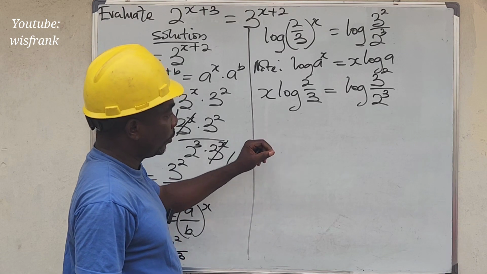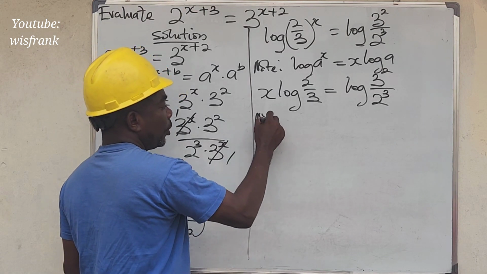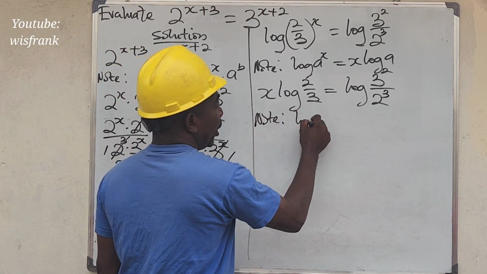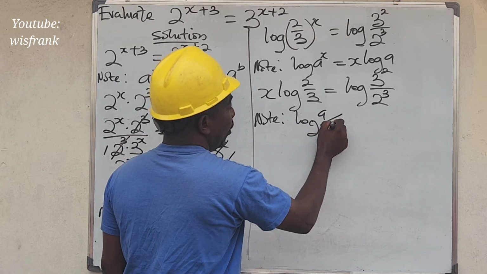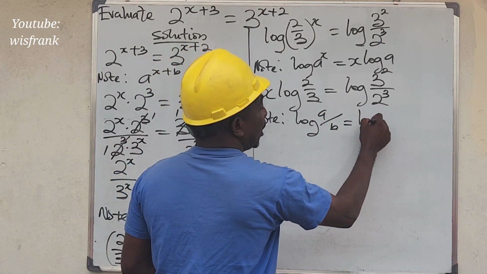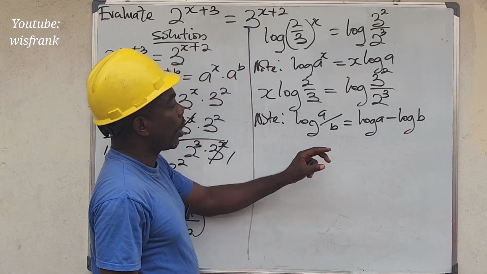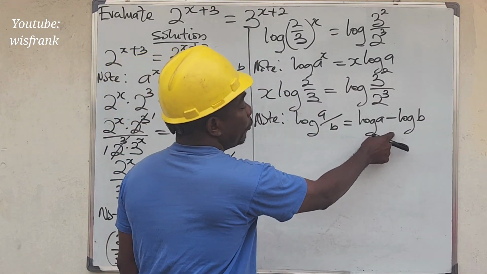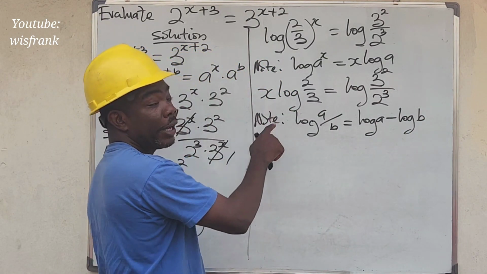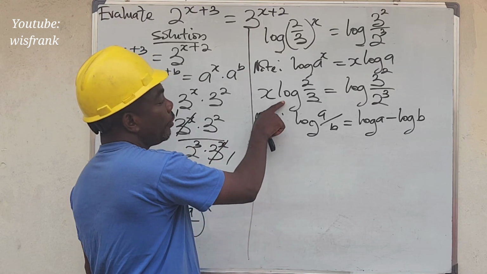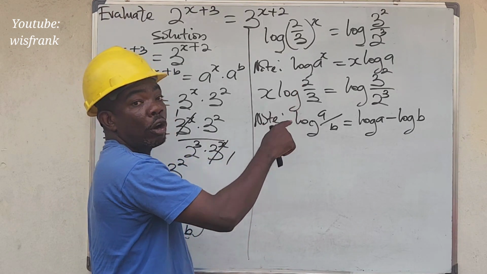We can also recall that, note, when we have log a all over b is the same thing as log a minus log b. So we are going to represent this in this format. Before we do that, we need to find the value of x. So we need to divide both sides by log 2 all over 3.